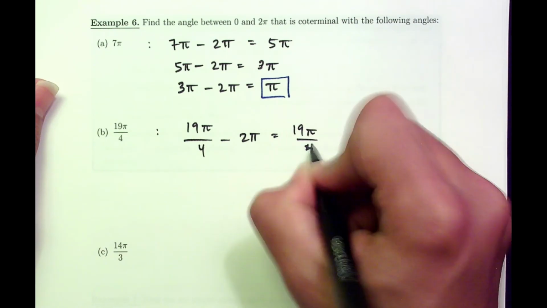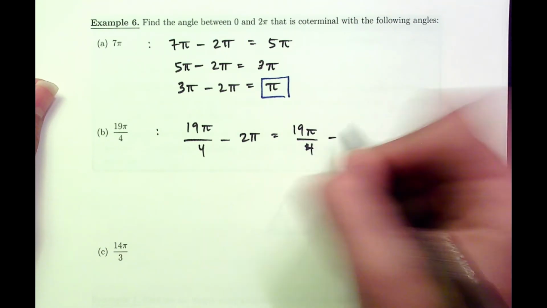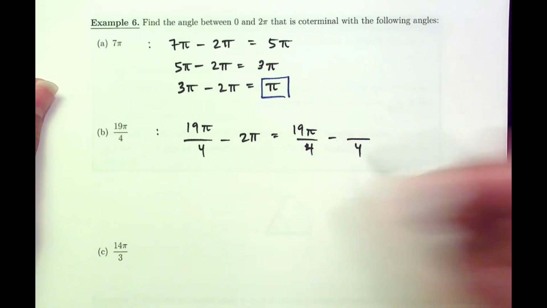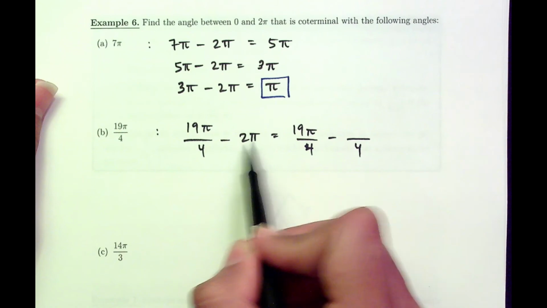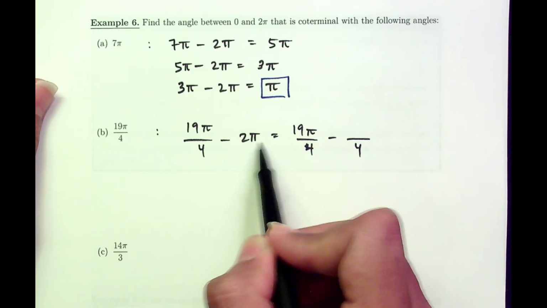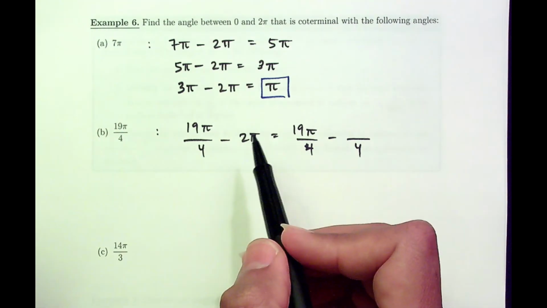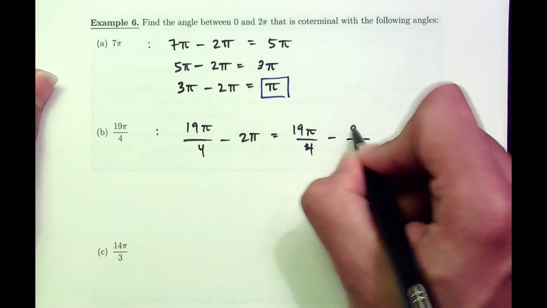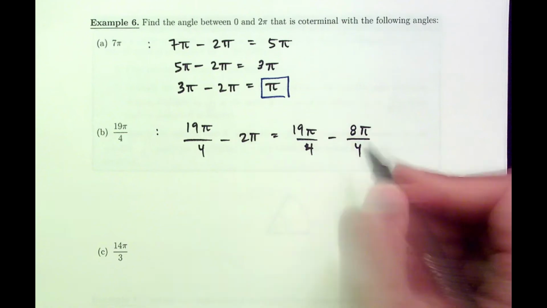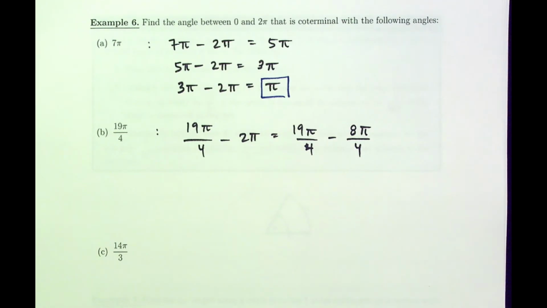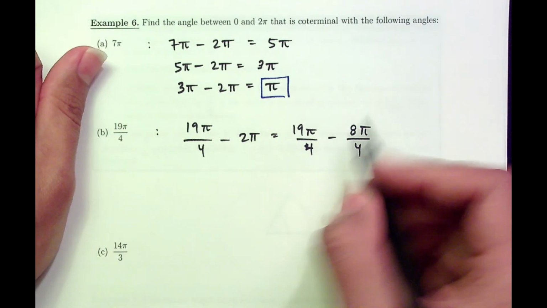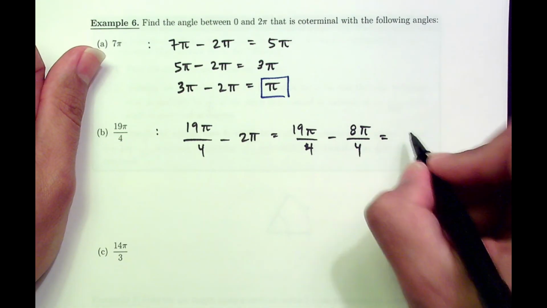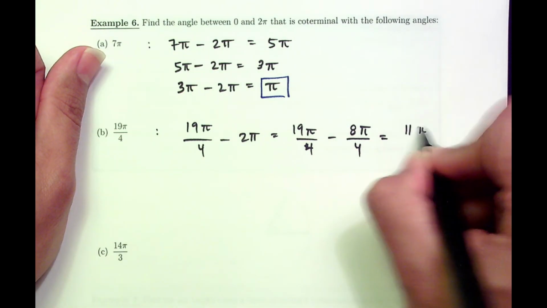Okay, I want the common denominator to be 4. So if I want that to be 4, imagine this as being over 1. So, and then multiply times 4 on the bottom and times 4 on the top. Times 4 on the bottom becomes 4, times 4 on the top becomes 8 pi. So 2 pi is really the same thing as 8 pi over 4. And now that the denominators are the same, you just subtract across the top. So this is 11 pi over 4.